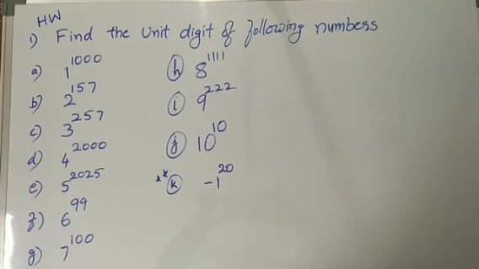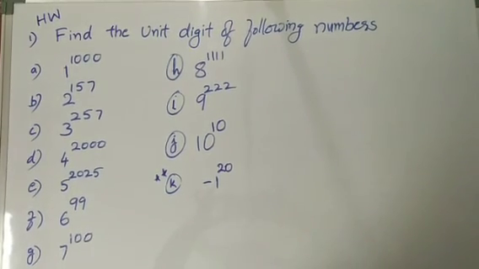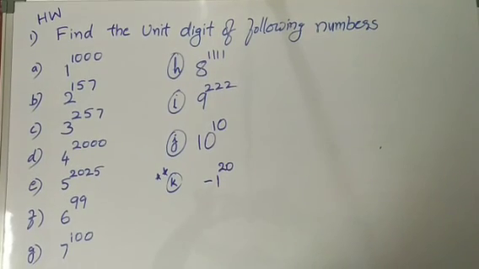If you remember the definition, then you can write for any number very easily. So homework: find the unit digit of the following numbers. I given here the A to K. So once you go through that and do the problems.